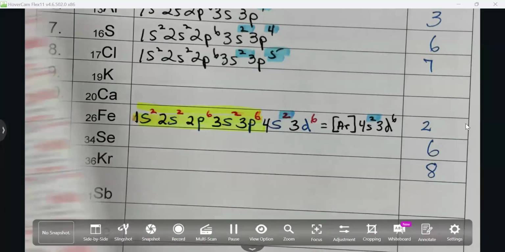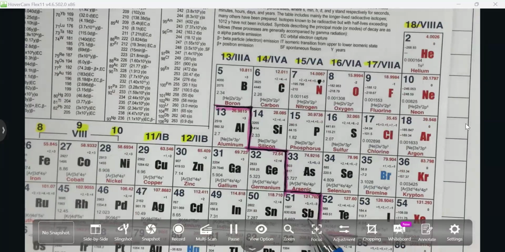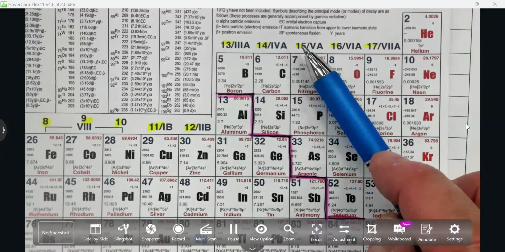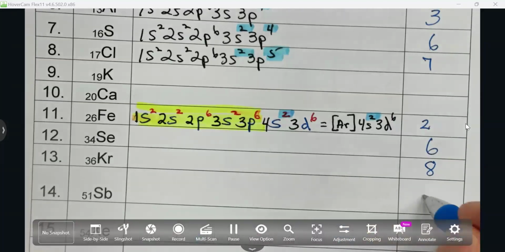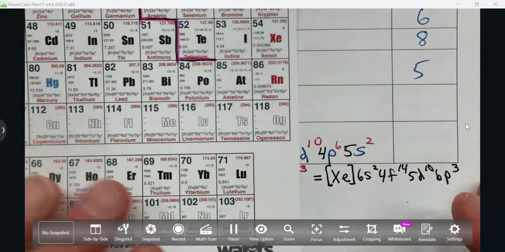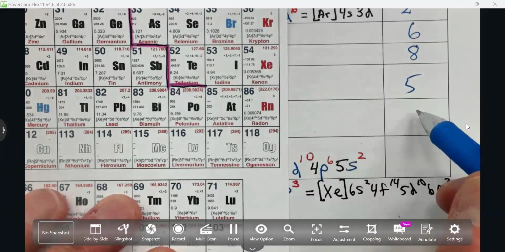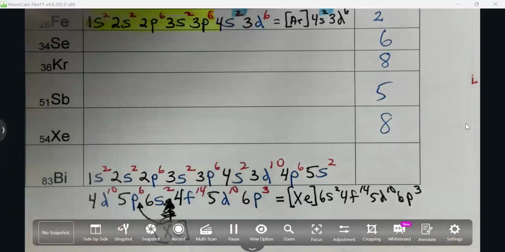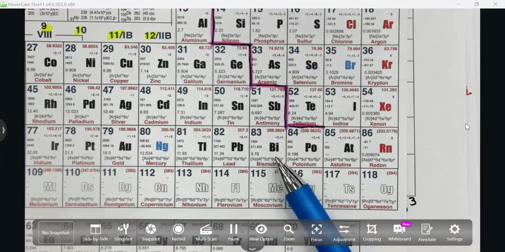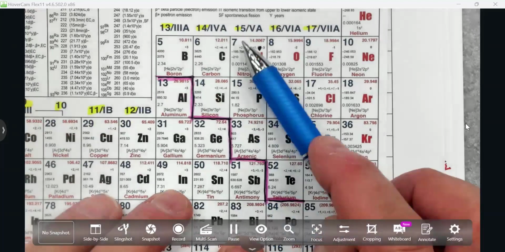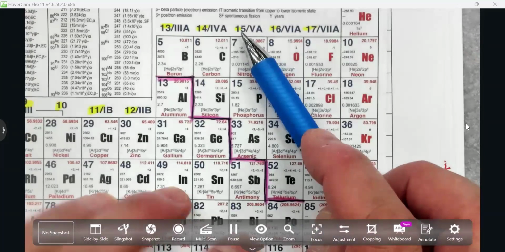SB antimony is right here. What group is it in? 15. 5 valence electrons. Noble gas xenon is going to have 8. And we can do the last one. We can see what it is. Bismuth is right here. It is in group 15. We know it's going to be 5.